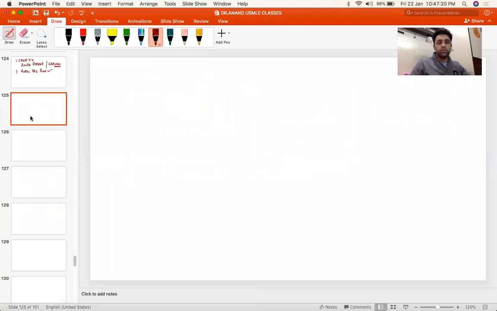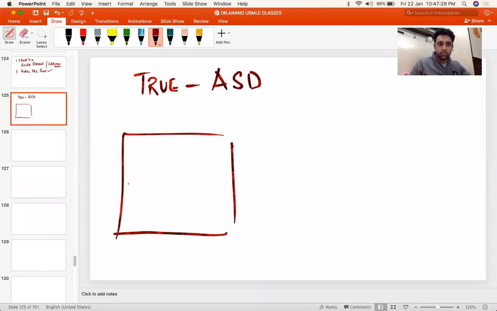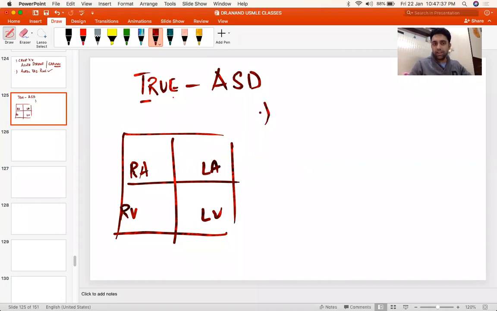Next question, what is true about atrial septal defect? Very simple question. We have the right atrium, right ventricle, left atrium, and left ventricle. What is true about atrial septal defect? Number one, it is a right to left shunt. Is it true or false? Anyone? And why?